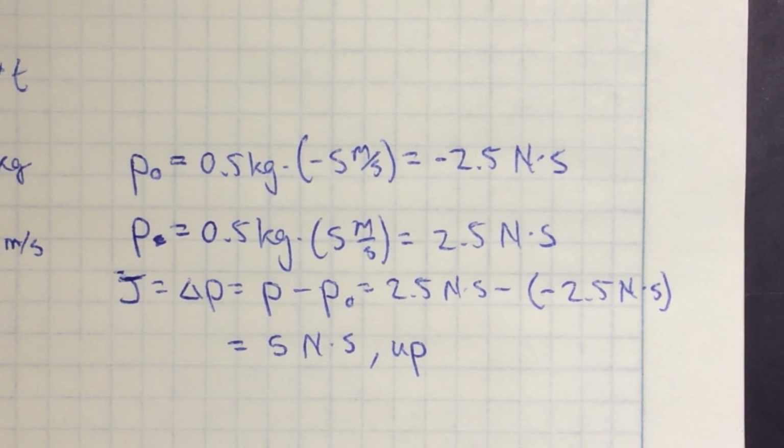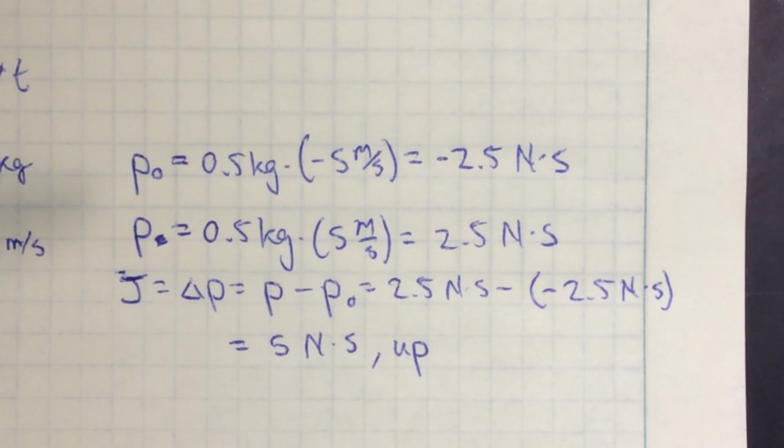Depending on the question, if it asks for the magnitude, you can just put 5. But if it asks for magnitude and direction, you should mention that it is up. All right. So what makes this so useful is we can determine a lot of different things that are going on here with the motion of the ball and the forces involved with the ball.